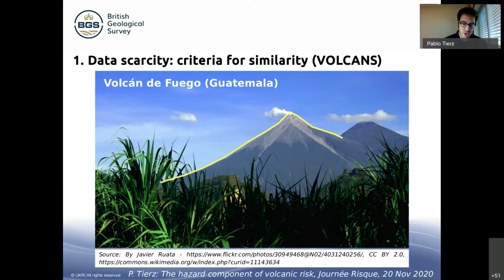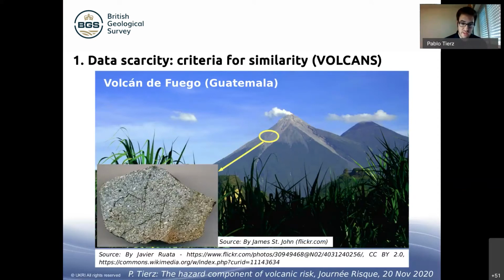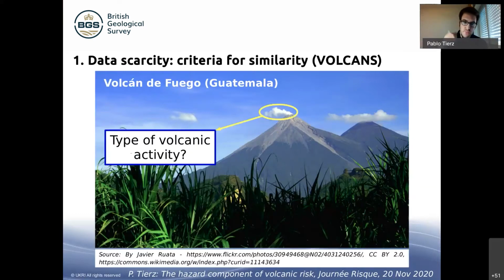But here I'm just showing the example of Volcán de Fuego as a possible target volcano in Guatemala. Some criteria that we are using is, for instance, the morphology, because the morphology of the volcanic edifices tells us about similarities and differences between them. We can look at the composition of the erupted products, because different chemistries at different volcanoes tells us about which are more similar or more different to each other. And of course, we can also look at the type of volcanic activity of our target volcano.